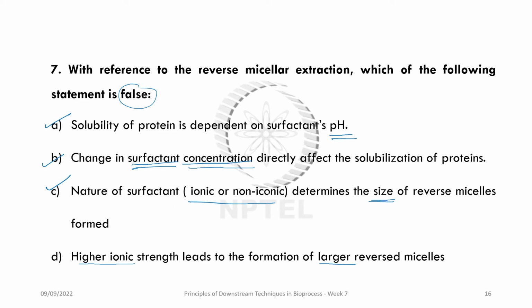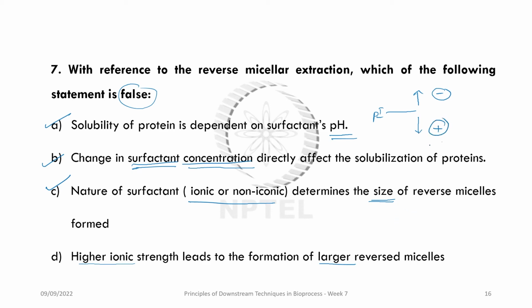Nature of surfactant, of course, ionic or non-ionic, determines the size of reverse micelles formed depending on the pH of that particular solution, or the nature of the whole two-phase aqueous and organic system, right? And the pH will also determine what the charge of that particular protein is, correct? If the pI is here for a protein, pH above the pI is going to lead to negative charge. pH below the pI of a protein is going to leave the protein positively charged.